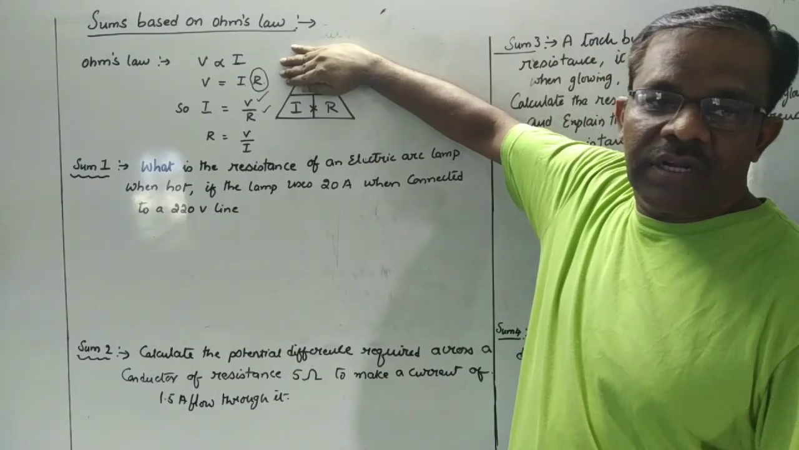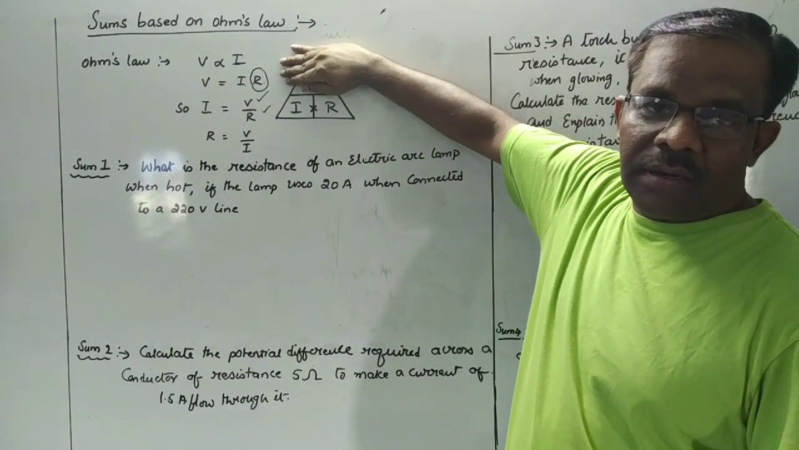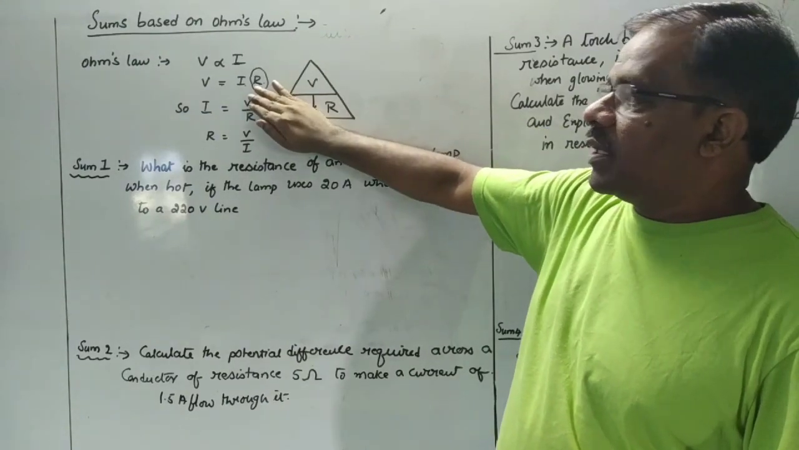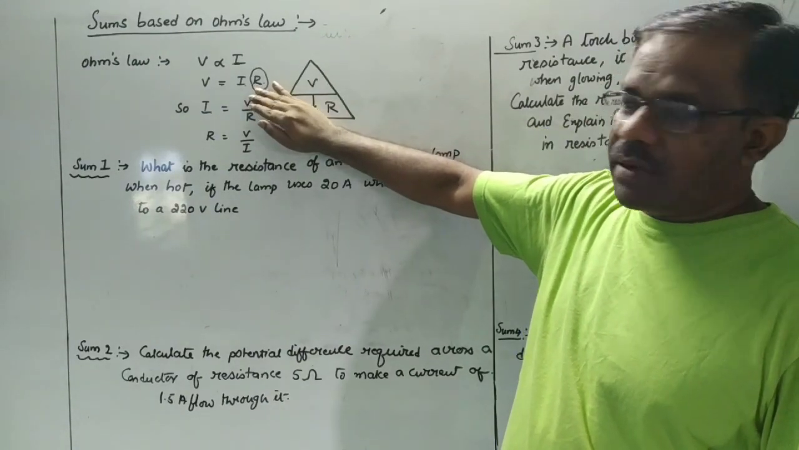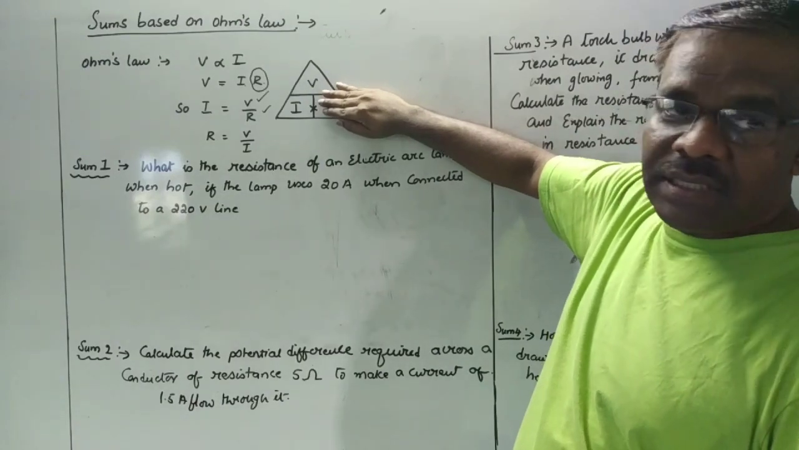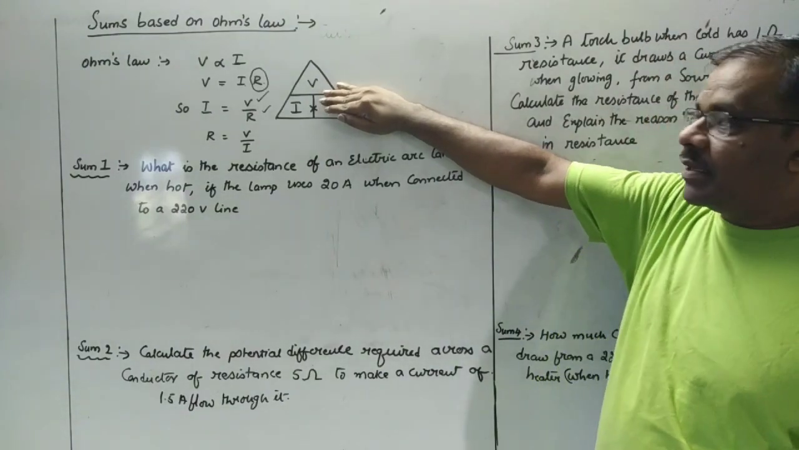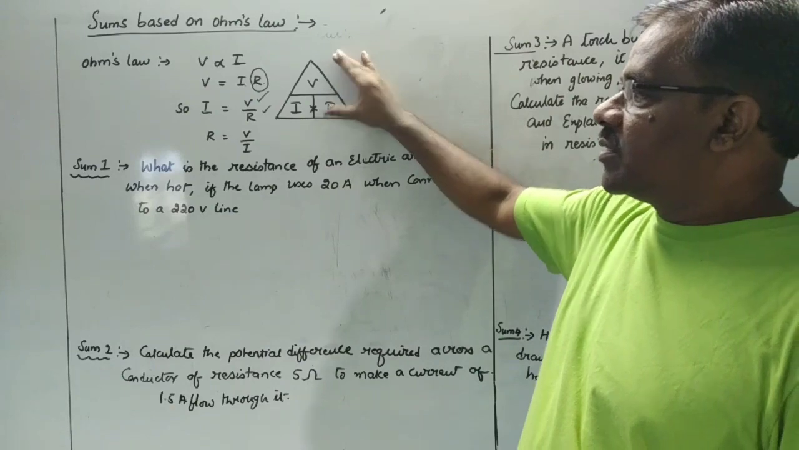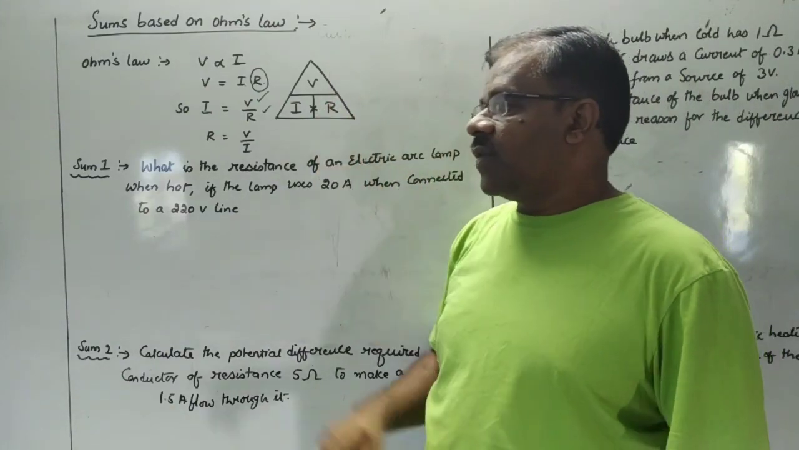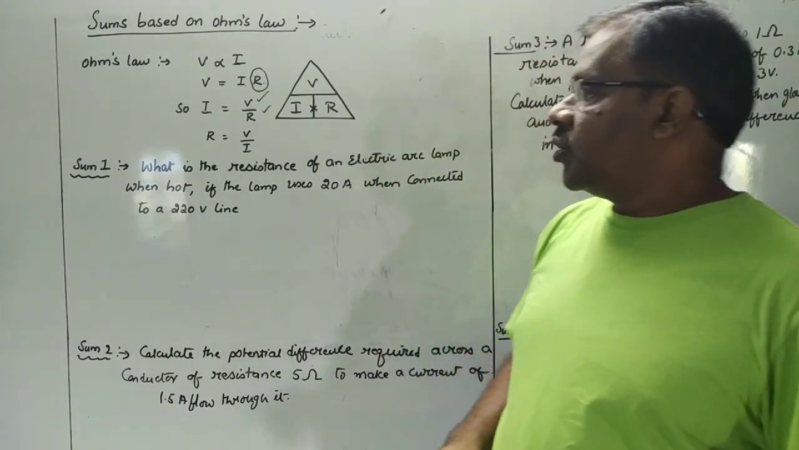So what is the formula to find out V? I into R. What is the formula to find out current in a conductor? V by R. What is the formula to find out resistance in the conductor? V by I. So this triangle helps us to remember Ohm's law as well as to find out the values which are given in numericals.